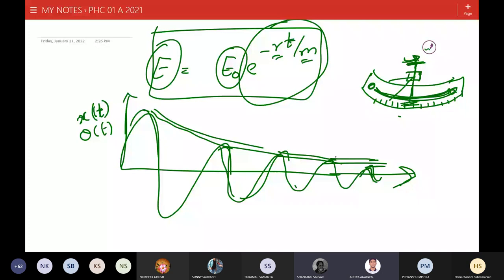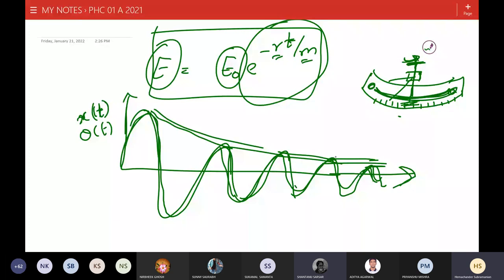Sir, can you repeat the question? I didn't get it. Okay, so basically somebody did some experiment and gave you this curve. Did some experiment on a simple harmonic oscillator. You don't know what that simple harmonic oscillator was. You have no idea what it was. It could be an oscilloscope, it could be a seismograph, whatever. Any oscillating system.